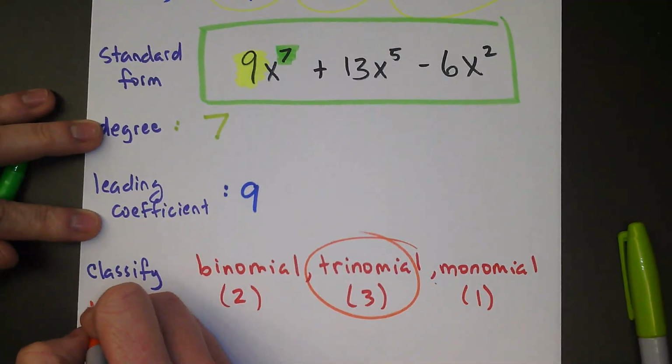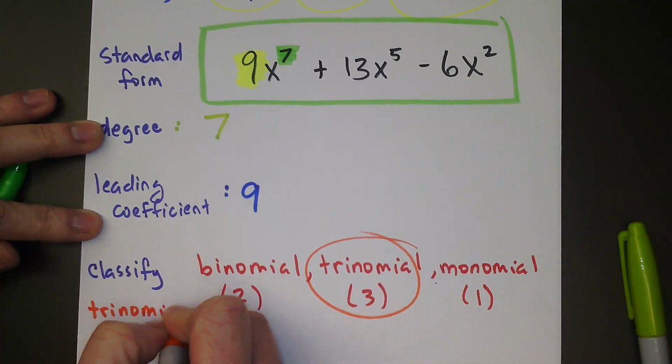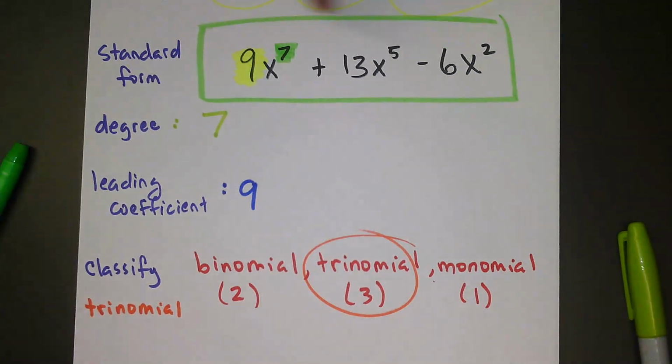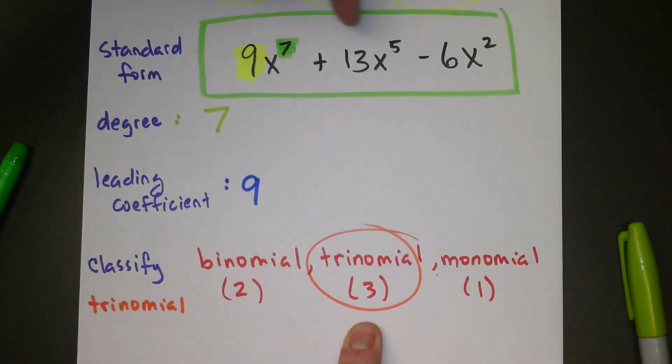So I'll just put my final answer here, trinomial. So it is now in standard form by descending degree, 7, 5, and 2. The degree for the whole polynomial is 7. The leading coefficient is 9. And I classify this guy by calling it a trinomial because there is 1, 2, 3 terms.